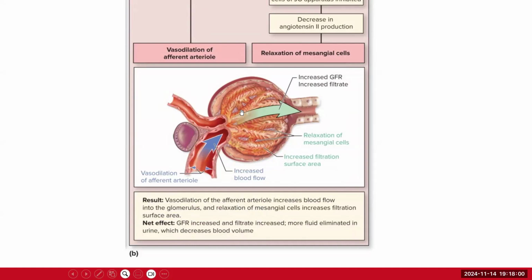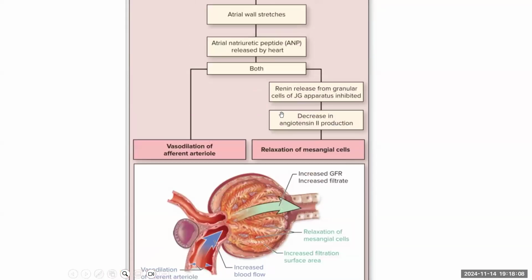So that's going to promote filtration, so more fluid is going to come out. That's one way to decrease our blood volume. The other way is that we're going to inhibit the release of renin. If we're not releasing renin, we're not making angiotensin 2. Angiotensin 2 causes the mesangial cells to contract and decrease the surface area of our glomerulus. But since we're not making that, the mesangial cells have to relax.